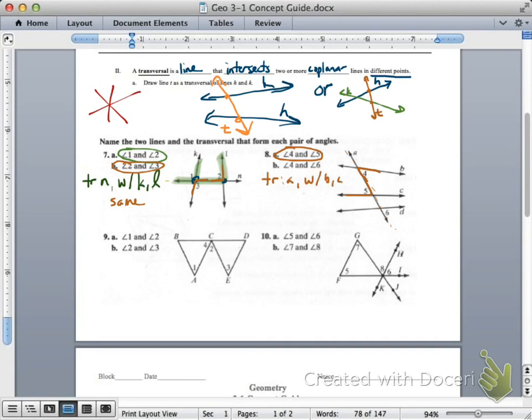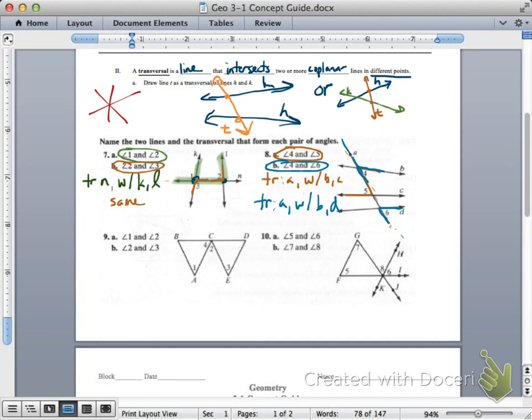Did you say the transversal is A, and then lines B and C are the 2 lines? Okay, good. What about 4 and 6? Do you see how it helps to highlight the lines or trace the lines before you answer those? If you highlight them all, then it makes a big mess. So, did you say A is the transversal with lines B and D?